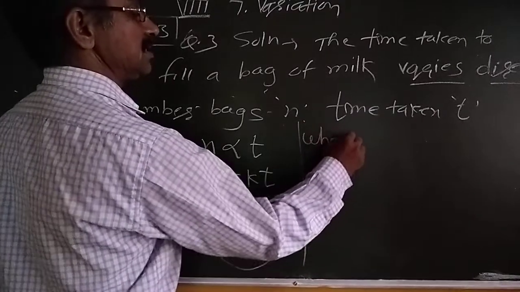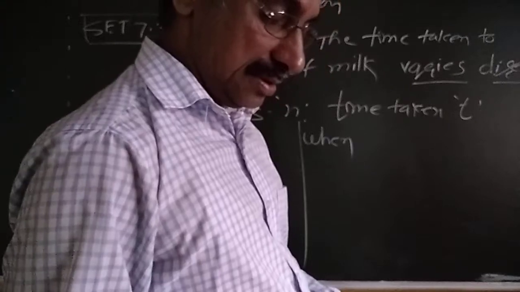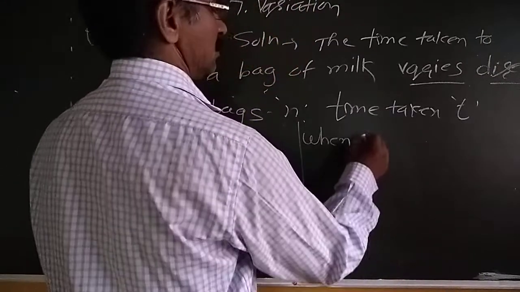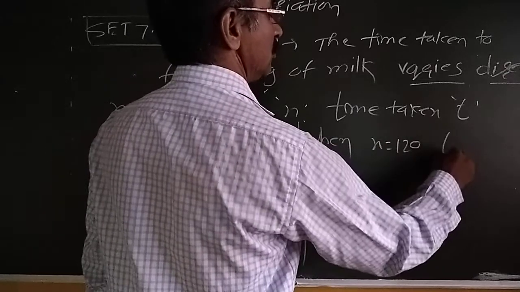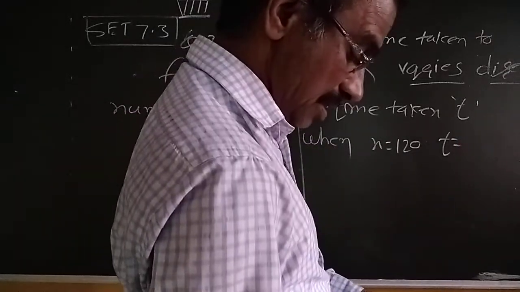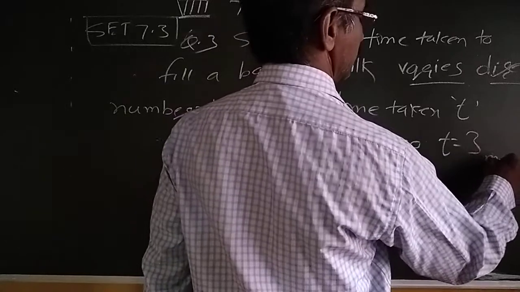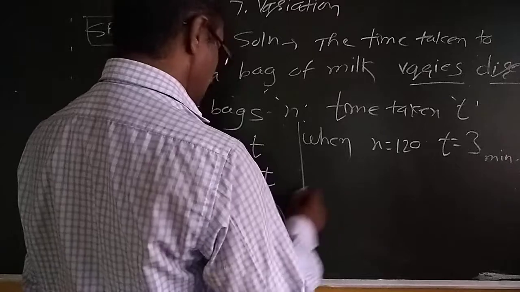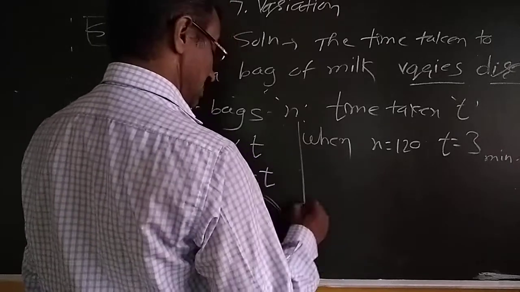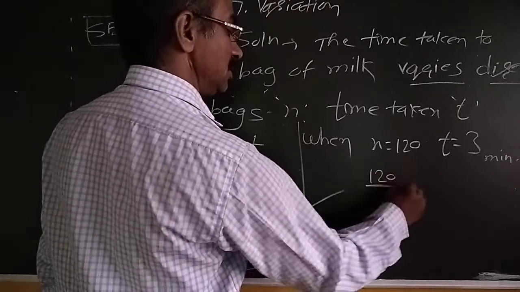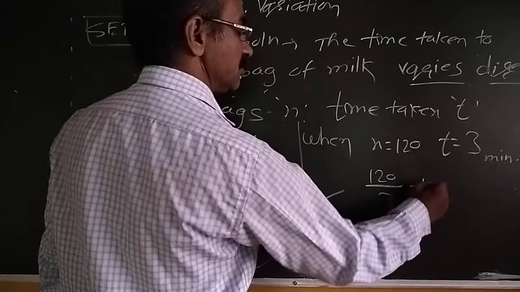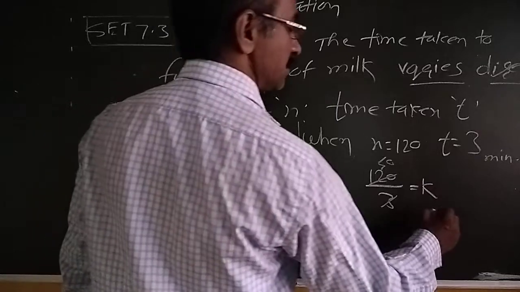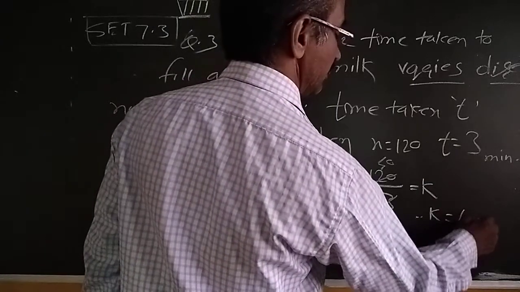What is the value of N that is given? 120 bags. N is equal to 120 bags. To fill this, how much time is required? 3 minutes. So by putting this value in the given equation, N's value is 120 upon time 3 is equal to K. So by division we will get K is equal to 40.